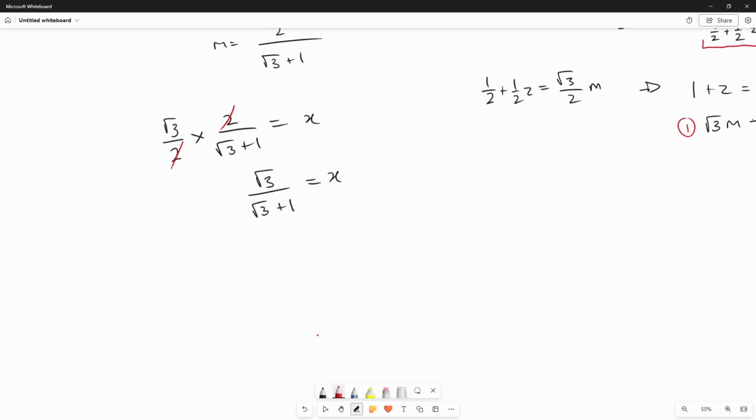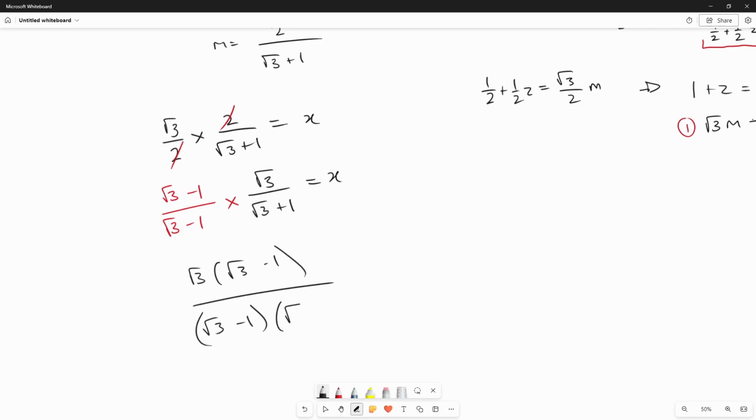Let's rationalize the denominator of this now. So we'll multiply the top and the bottom by root 3 minus 1. From that we'll get root 3 times root 3 minus 1 over root 3 minus 1 times root 3 plus 1, which will equal 3 minus root 3, and the denominator, that'll be root 3 times root 3, which is 3, and these two cancel out and we'll get minus 1, so that's 3 minus 1, which is 2, so that equals x.